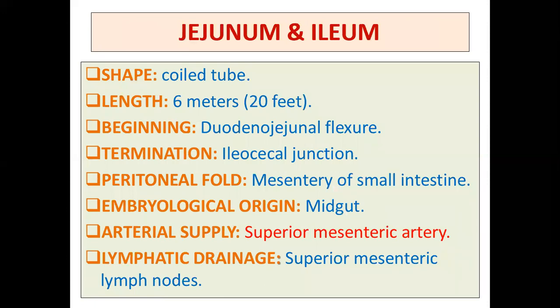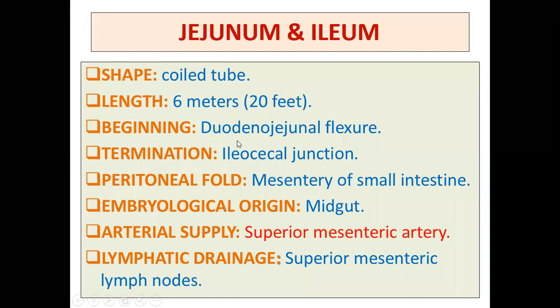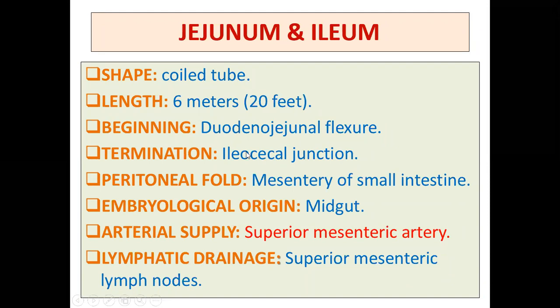Now going to the jejunum and ileum, the remaining two parts of the small intestine. It is a coiled tube. As we know, it is a very long tube, so it is coiled within the abdomen, almost 6 meters long, almost 20 feet. It begins from the duodenojejunal flexure, where the duodenum ends and the jejunum begins, and terminates at the ileocecal junction, where it opens into the cecum, the large intestine. It has a peritoneal fold, called the mesentery of the small intestine, as we already saw.